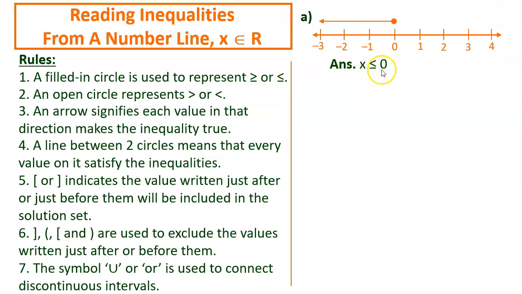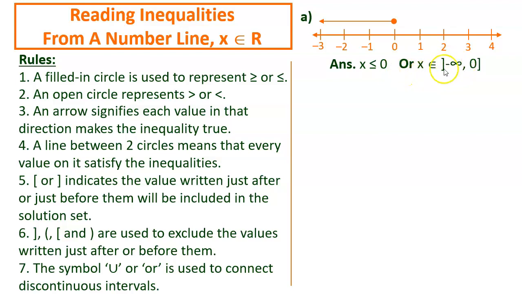x is less than or equal to 0. The arrow is pointing towards the left, so I have said every point lying on the number line which is towards the left side of the point 0 will be included in the solution set of this variable x. And of course, 0 will also be included because of this filled-in circle. Therefore, we are having this less than or equal to sign, and it is x is less than or equal to 0. Okay. Now we can express this in some other ways also. So let us learn those ways as well.